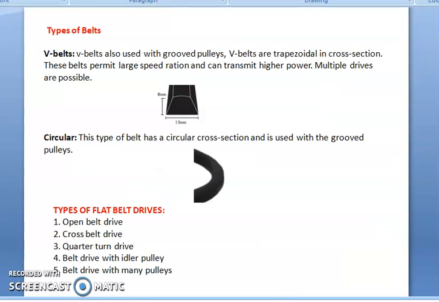In the case of V-belt, V-belts are used with grooved pulleys. That means more than one V-belt can be placed within a single grooved pulley. V-belts are available in trapezoidal cross sections. These belts permit a larger speed ratio and can transmit higher power. So multiple drives are possible.